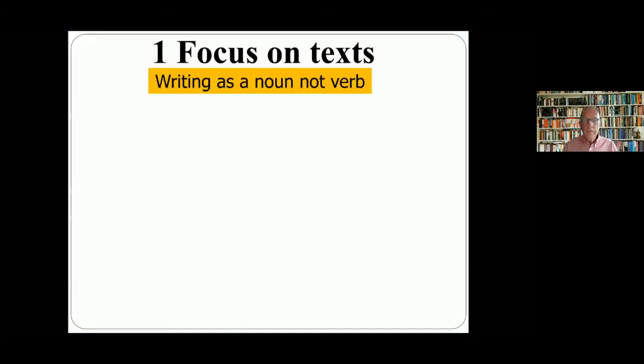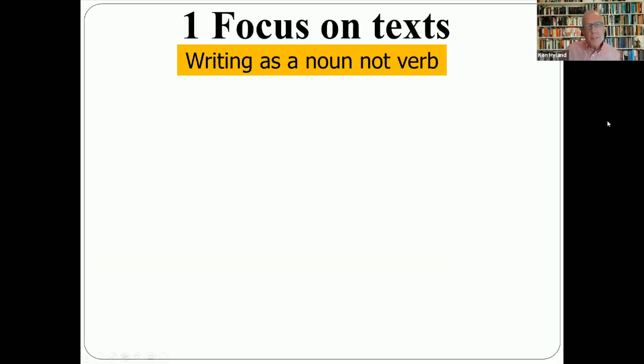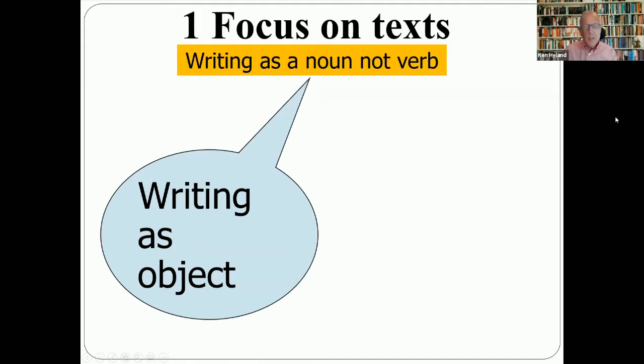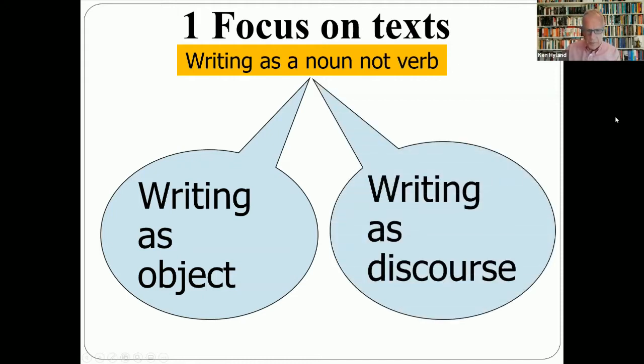First of all, then, I want to look at text-oriented approaches. These see writing really as an outcome, as words on a page or a screen. So this is writing as a noun rather than as a verb. There are 2 broad approaches to looking at text because we can see them either as objects or as discourse.